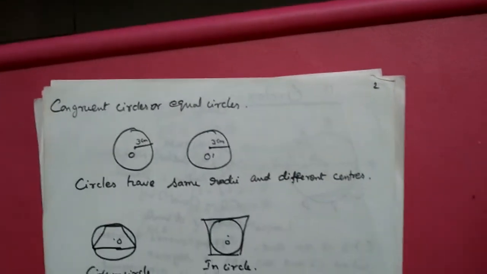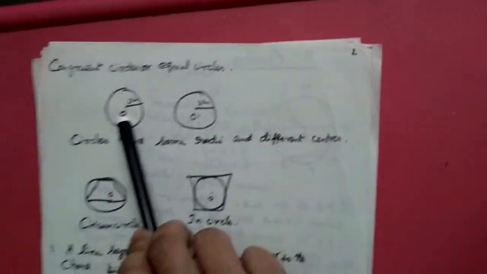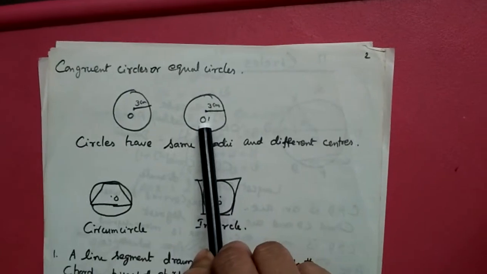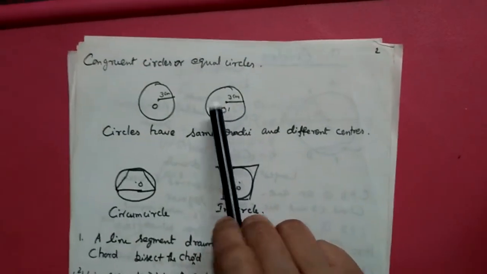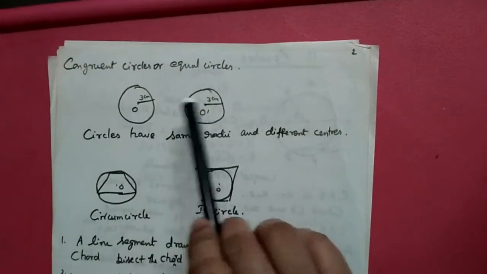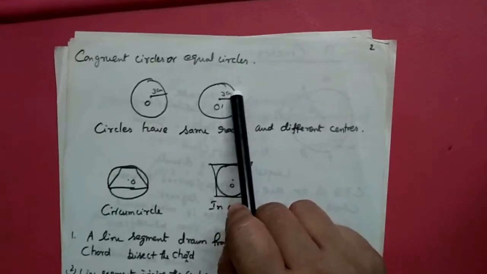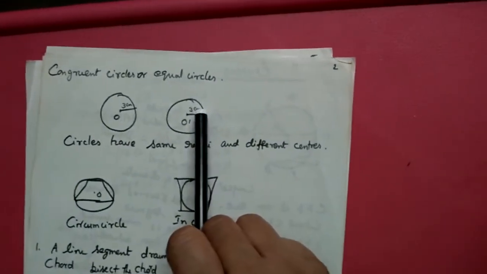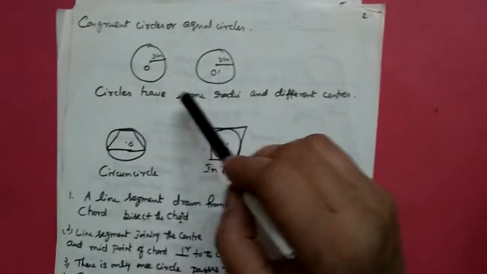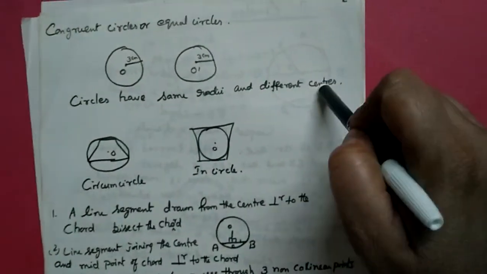Coming to congruent circles or equal circles. Now this is a 3 centimeter circle, this is also a 3 centimeter circle. Radius is 3 centimeter. Center is different but radius is same. These two circles are called congruent circles or equal circles. Circles have the same radii and different centers.